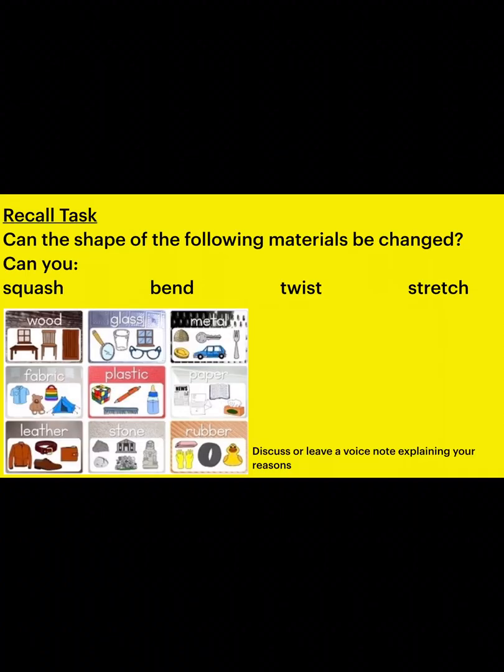Next, you have a recall task. It asks, can the shape of the following materials be changed? For example, can you squash, bend, twist, or stretch each of those? You can leave me a voice note or type what you think for each one of the materials in the list on the left.